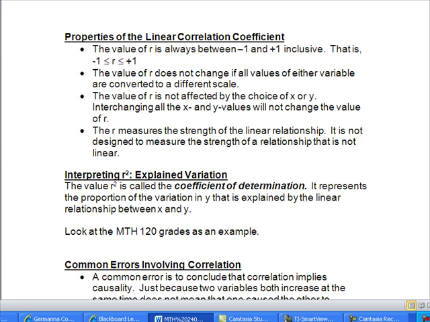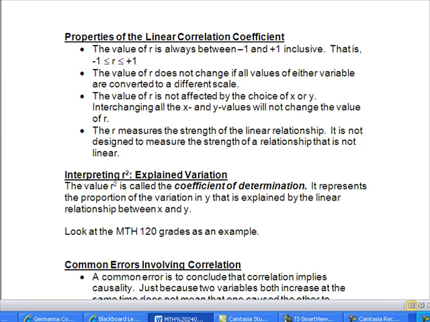The value of R does not change if all the values of either variable are converted to a different scale. So if you changed inches into centimeters, it wouldn't matter. The value of R is not affected by the choice of X or Y. So if we interchange all the X and Y values, the value of R will still be the same. R measures the strength of the linear relationship. It is not designed to measure the strength of a relationship that is not linear.